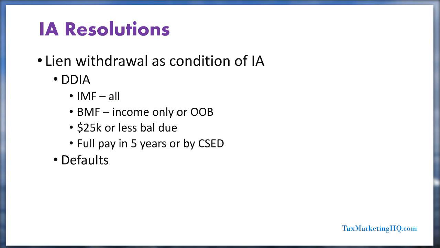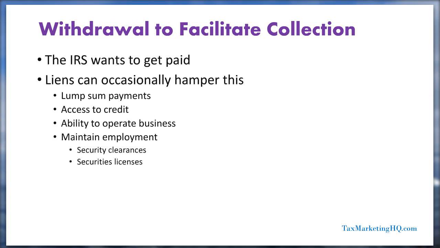But if they then default on that installment agreement, regardless of how much they've paid in, regardless of the good faith positioning of making that $10,000 payment to pay it down, within 30 days of that default, they're going to get slapped with another 668Y. Okay, so let's now talk about withdrawal to facilitate collection.